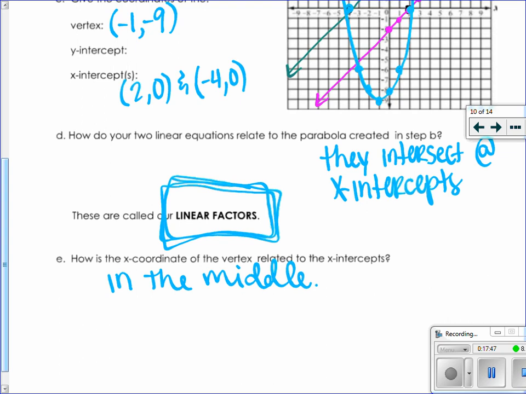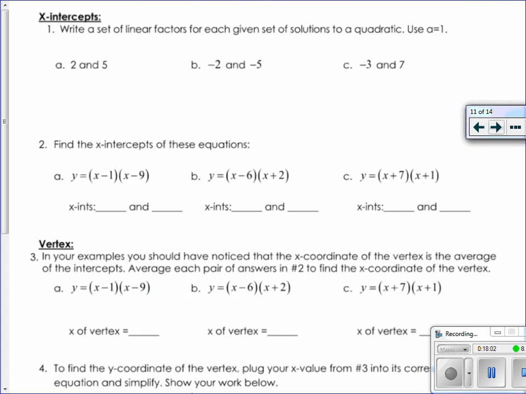Which means if I ever give you x-intercepts, you can tell me the x value of the vertex no matter what. If I give you the equation, you can also get the y value, but we'll get to that. Turn to the next page. We're actually going to do number 2 before we do number 1.